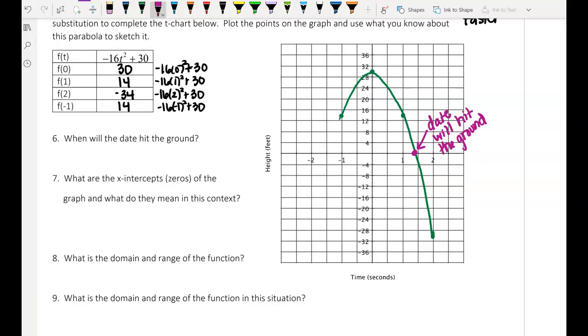1.5. It's a little less than 1.5. We don't quite go through 1.5. It gets close to that. I will tell you it's closer to about 1.3, between 1.3 and 1.4. It actually comes out to 1.37 seconds if we were to graph it on a graphing calculator. But the date will hit the ground around 1.3 seconds.